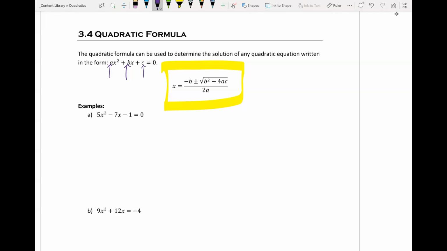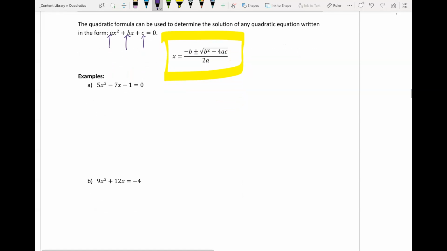Let's go through 2 examples and then you can try one on your own. So for the first one, 5 is going to be our a. Negative 7, we do count the symbol in front of our coefficient, so negative 7 is b. And then negative 1 is c. And we're just going to put this right into the quadratic formula.